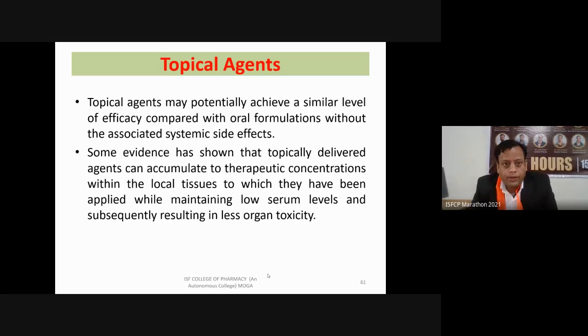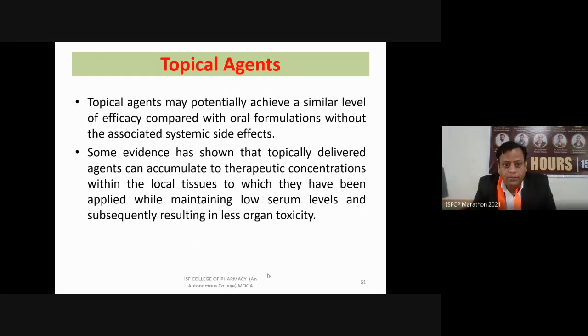If we are discussing astringents, then we should also know what topical agents are and how they work, so we will discuss a little about it. Topical agents may potentially achieve a similar level of efficacy compared with oral formulations without the associated systemic side effects. Topical agents are generally applied on the upper surface of skin without producing any systemic side effect.